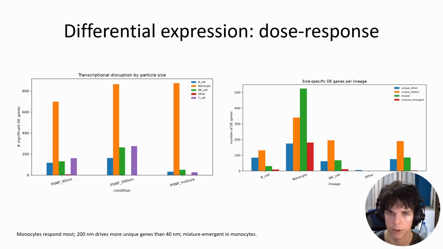The right chart is the sixth stage, showing where those genes overlap. 4 bars per cell type: genes reacting only to 40, only to 200, to both, and the key one in red, genes that fire only in the mixture and in neither size alone. In monocytes, that red bar is about 180 genes, a whole response that only appears when both sizes are combined.